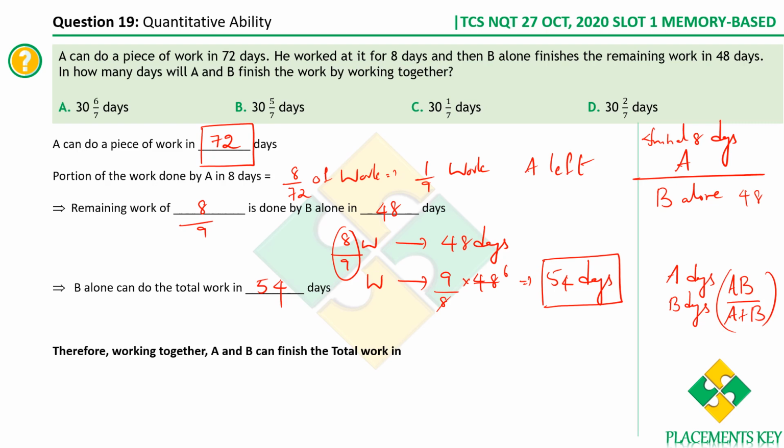Therefore here as well, since they are working together, they can finish the total work in 72 into 54 by 72 plus 54, which is 126. Let's simplify this. 9 ones 9, 9 fours 36, 9 eights 72, and 2 sevens 14, 2 fours 8. So 54 into 4 is 216 by 7 days. 7 threes are 21, and you have a remainder of 6. So you get it as 36 by 7 days, that is option A.